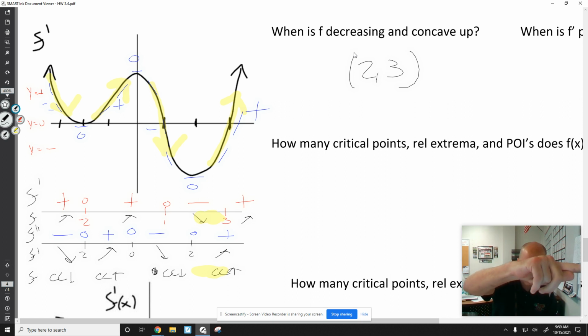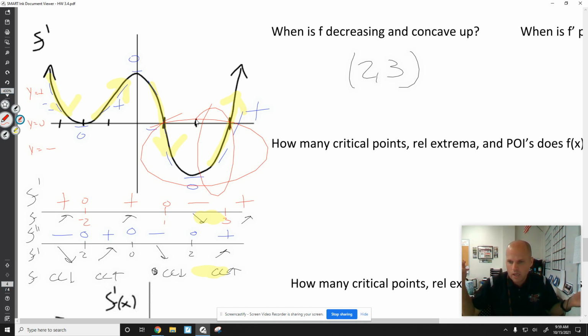Can you get this answer by just looking at the graph? Sure. You can understand how the sign charts are created, know what you're looking for. F is decreasing, f prime is negative. Okay. F prime is negative. You're looking just in this interval. F is concave up, f double prime is positive, or f prime is increasing. Boom, right there. You can get that. If you can get that, get it. If you can't, do the sign analysis.